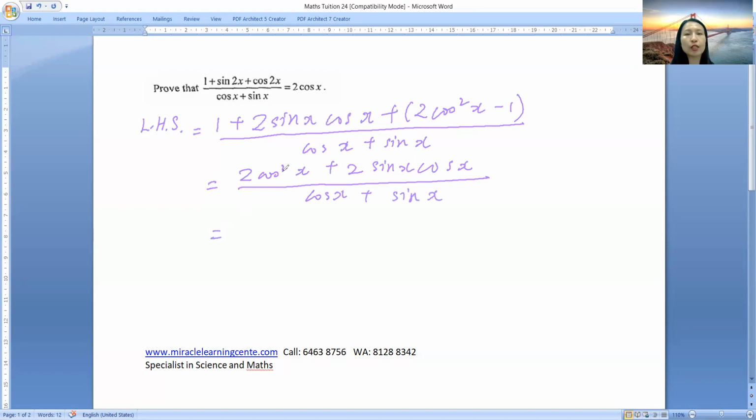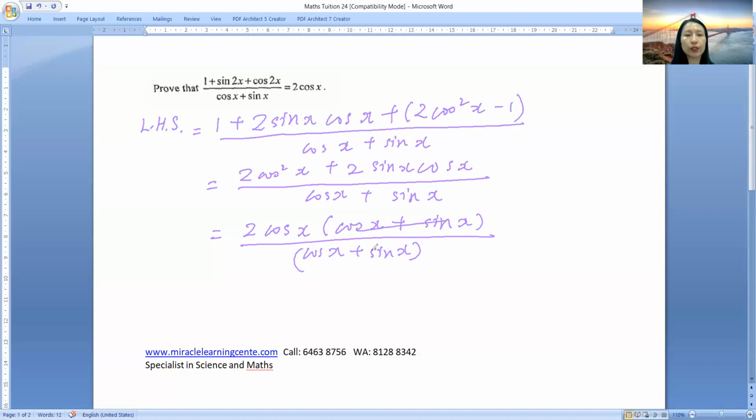So you can see there's a common factor on the top, which is 2 cosine x. So I take out the common factor 2 cosine x. So I'm left with cosine x plus sine x divide by cosine x plus sine x.